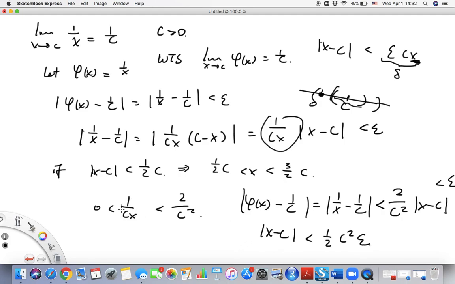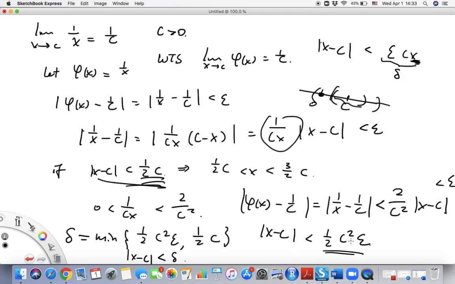So how do we choose our delta? You choose your delta to be the minimum of 1 over 2 c squared epsilon and 1 over 2c. Then if the absolute value of x minus c is less than delta, both of the conditions are satisfied, and from the previous computation, we see this is less than epsilon. So we are done. All right, I hope this makes sense to you.